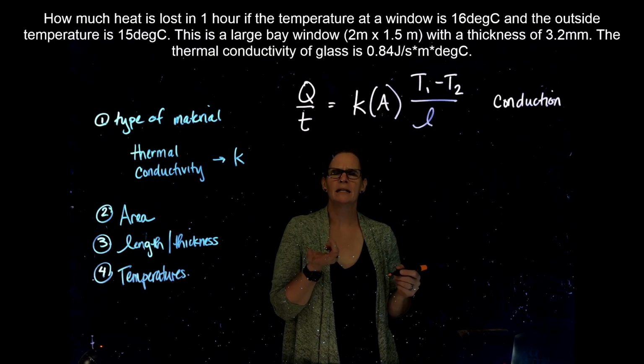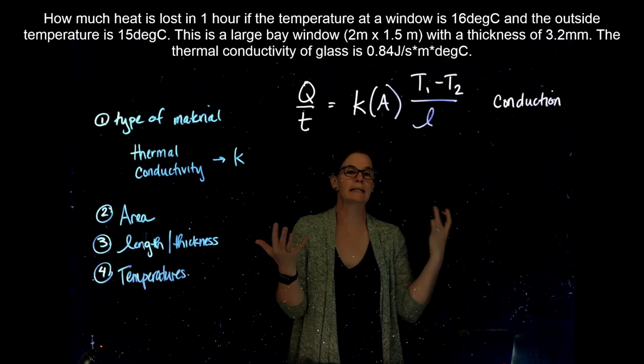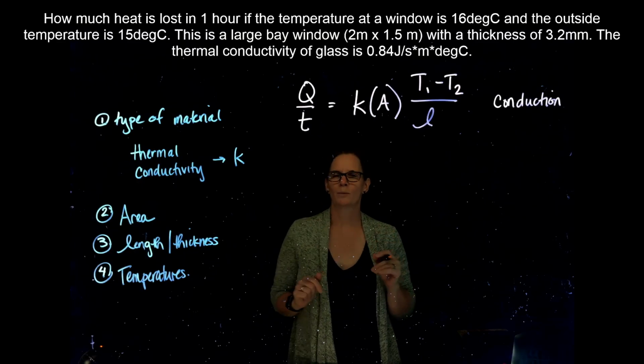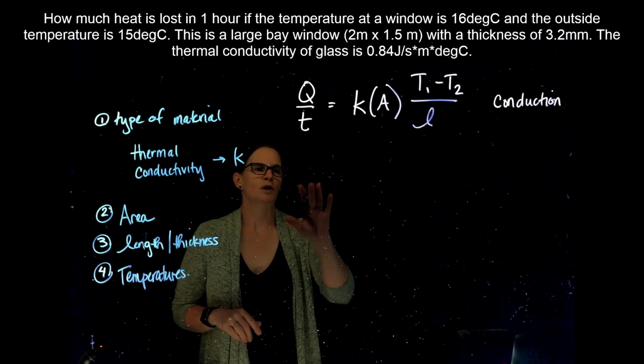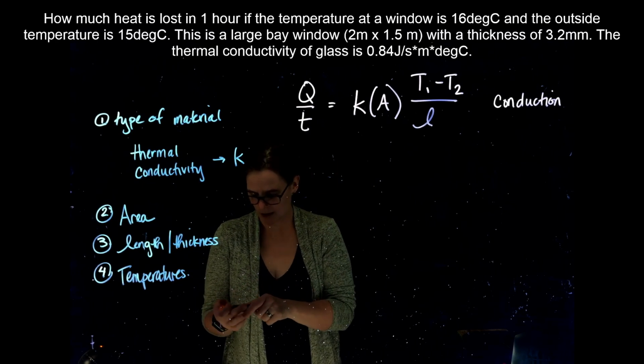Now, why did I say heat lost? Well, the inside of the house is at a warmer temperature, 16 degrees, than the outside, 15 degrees. And I appreciate those don't seem very big in terms of temperature. We'll talk about that in just a second. So we basically have a plug and chug problem here.